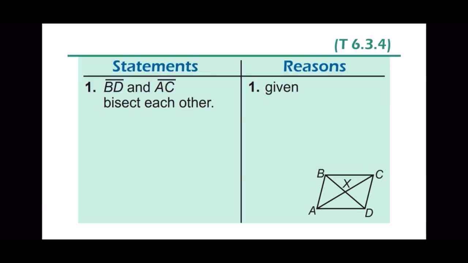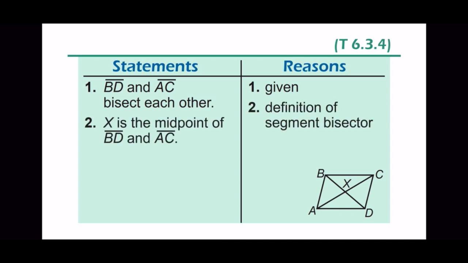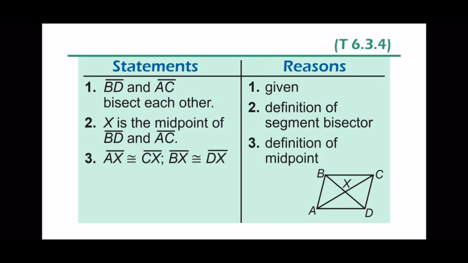Okay, so here we get started. The given, as we all know by now, comes first. The second statement is that point X is the midpoint of segments BD and AC because of the definition of a segment bisector. And of course, this means we have congruent segments, specifically AX and CX, and BX and DX by the definition of a midpoint.